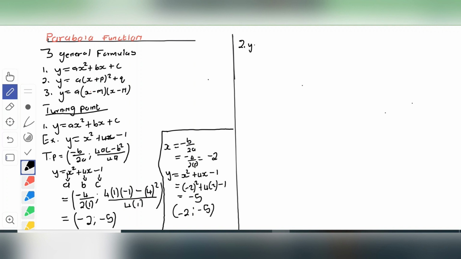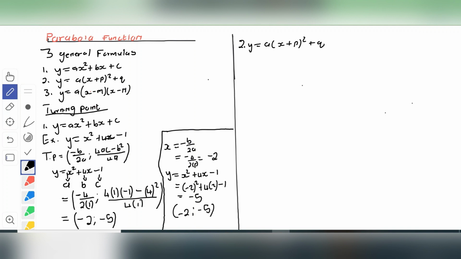Which is y is equal to a into (x plus p) squared plus q. I know that you are surprised. You say, what is that? Remember from the first formula, y is equal to ax squared plus bx plus c, if you complete the square, you're going to find something like this, right? So meaning this format, which is our formula, is written in completing the square format. So what is p, what is q, right?